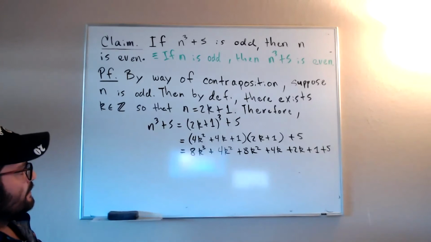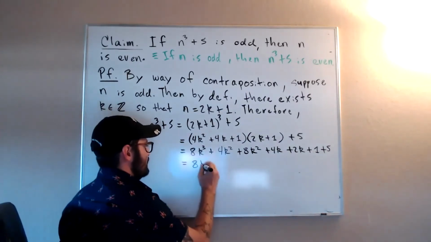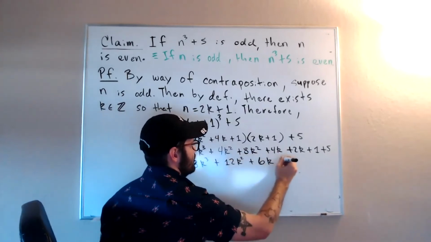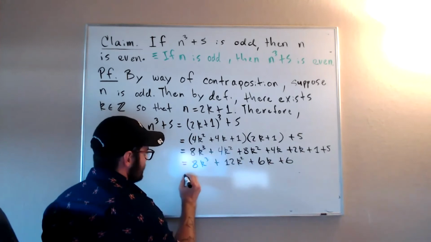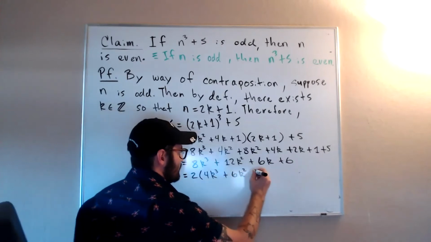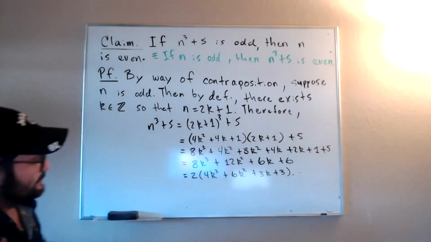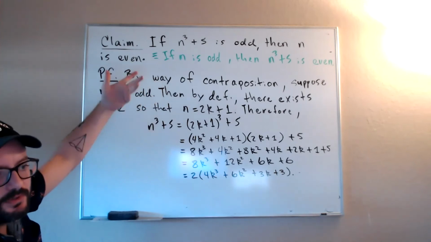Okay. So I suppose we can combine my terms, right? So 8k cubed plus 12k squared plus 6k plus 6. Now our goal is to show that this is even. So I see that there's a common factor of 2 amongst all these terms. So we can just take that out and we'll have what we need. So then we're almost done. We just need to state that that's an integer. We have twice of an integer, so that means that n cubed plus 5 is even, which confirms the contrapositive of the claim, so we're done. So we just have to say that now.